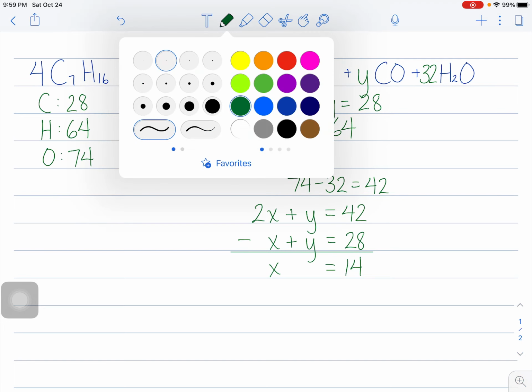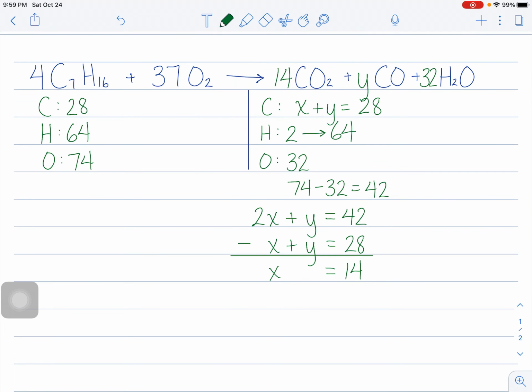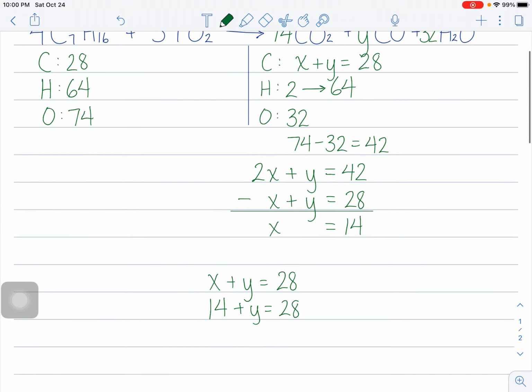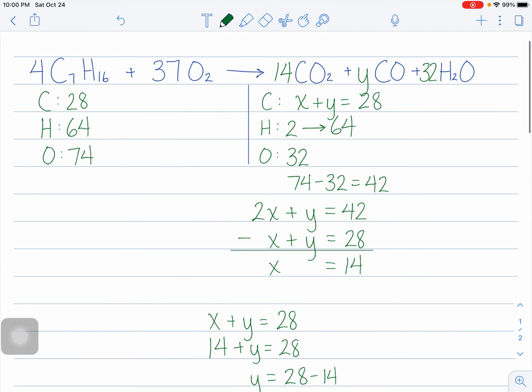and Y is equal to, so X plus Y equals 28. We know that X is 14. So to solve for Y, I am going to move the 14 over, so it's being subtracted on this side, which means 28 subtract 14, which is also 14. So my coefficient for carbon monoxide then is also 14.